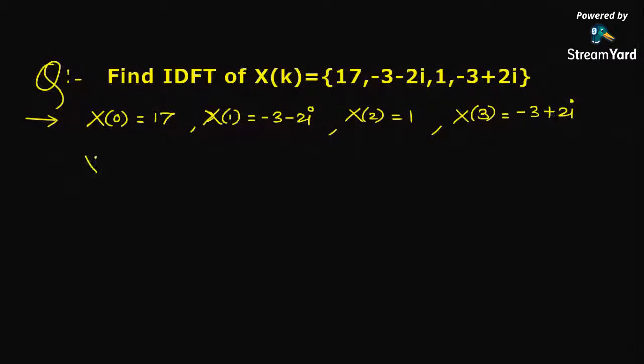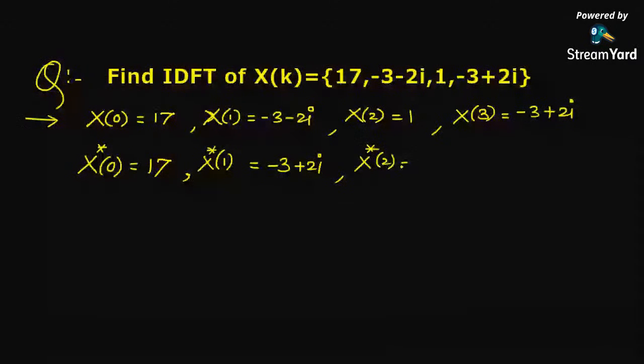So represent it as the complex conjugate of this one. As there is only 17, it is a real part, so there is no change in the sign of it. Then go for the next. The complex conjugate of X of 1 is, you have to change the sign of the imaginary part, so that it will become minus 3 plus 2i. Then the complex conjugate of this, there is no imaginary part, so the answer is the same. And the complex conjugate of X of 3 is equal to minus 3 minus 2i. So the sign of the imaginary part will be changed. So this is nothing but how you can calculate the complex conjugate of it. Now use the flow graph. I will draw the flow graph for the 4-point DIT-FFT.